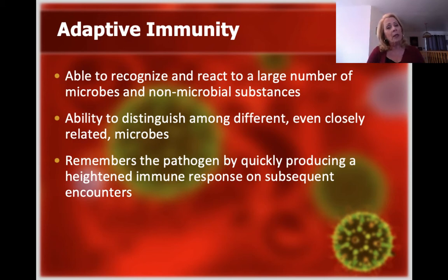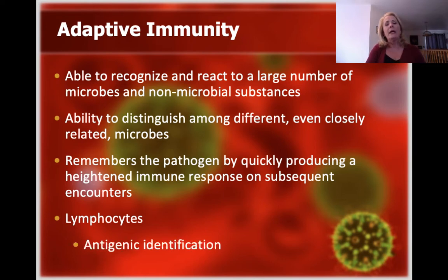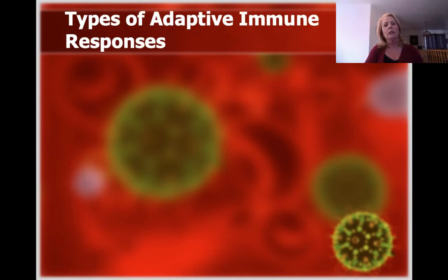So you get a little bit of the virus, the immune system creates what we call memory cells, and then when you actually do get that virus again, it's not like you have some force field around you and you're not able to get that virus. It's just that your immune system reacts very quickly. And so adaptive immunity uses lymphocytes, and then it also is able to identify what we call antigens, and we'll talk about that as well.